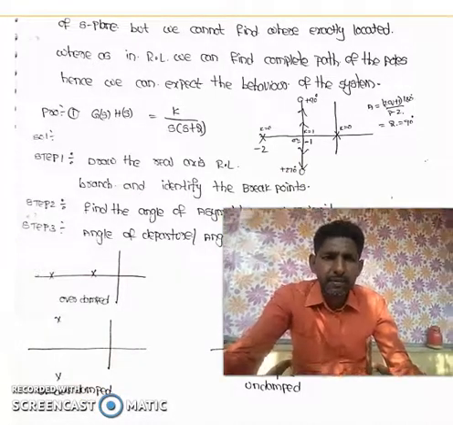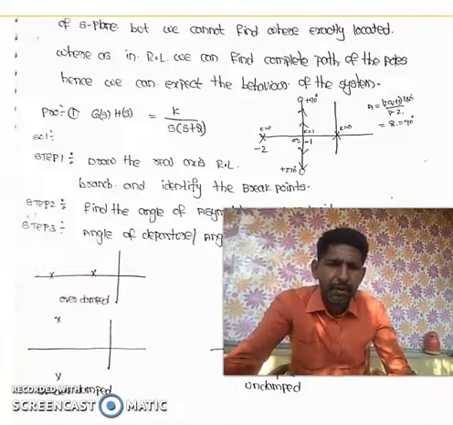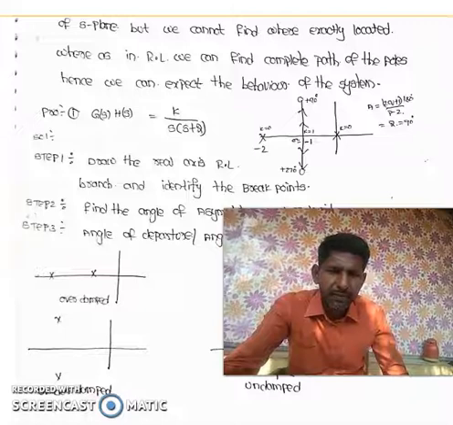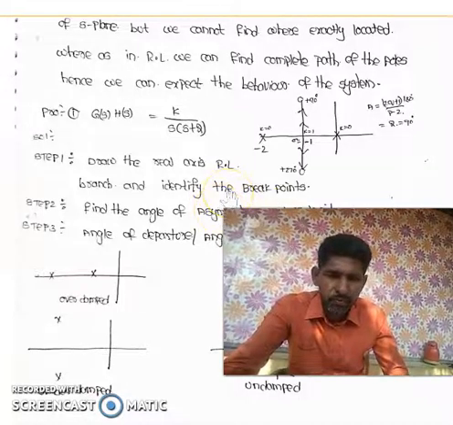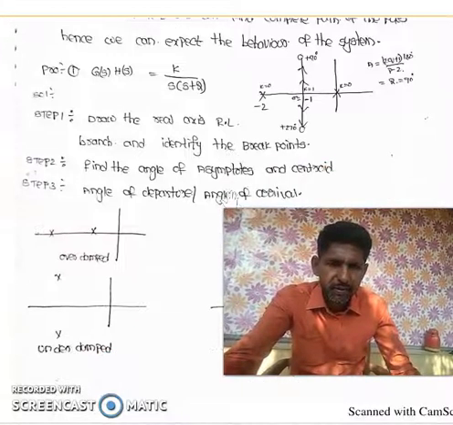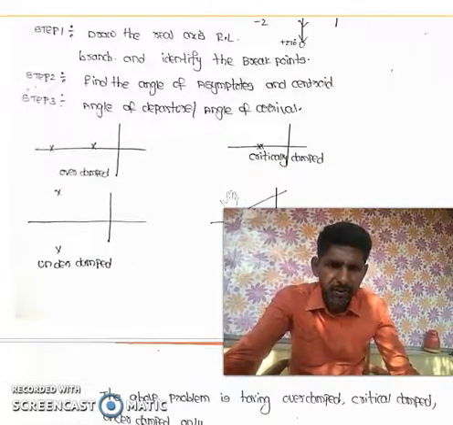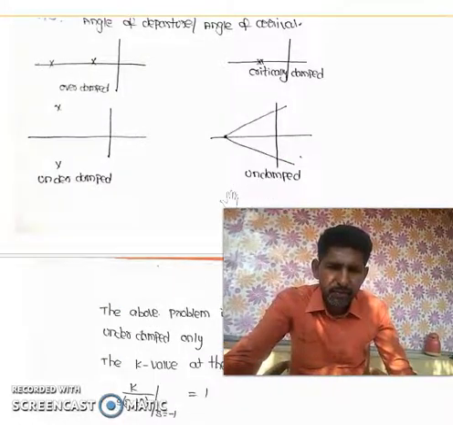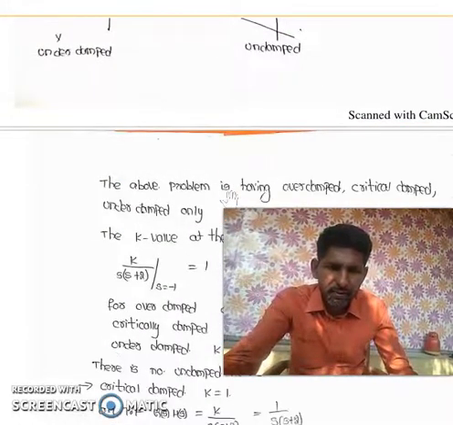After finding the breakpoints, now find the angle of asymptotes and centroid. We know how to find the angle of asymptotes, the centroid, and the angle of departure or angle of arrival. All these things we have discussed in the previous class.